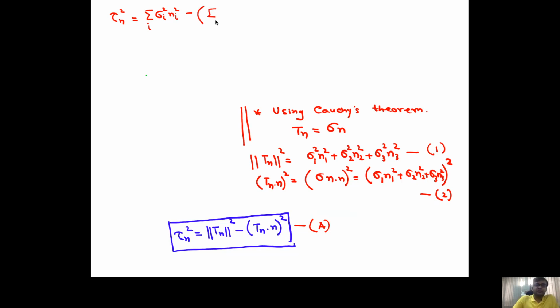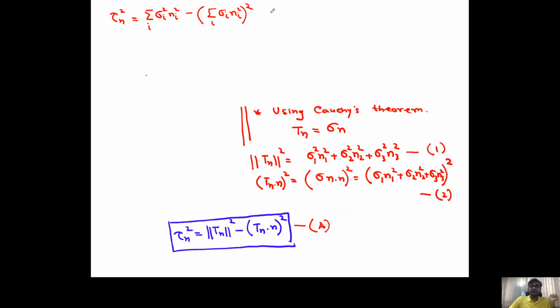So we can write it as summation over i, sigma i ni square, and there is a square here. So don't forget the square. So this is the expression for shear stress on an arbitrary plane n. And when I say n, you should always remember that the direction cosines are with respect to the principal planes. Okay, that is something you should always remember.